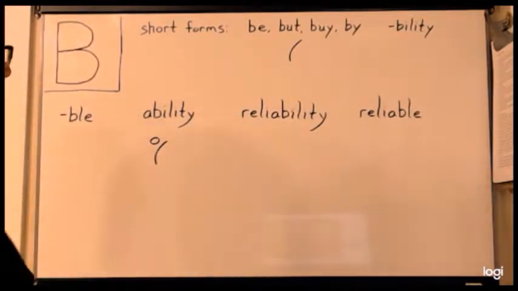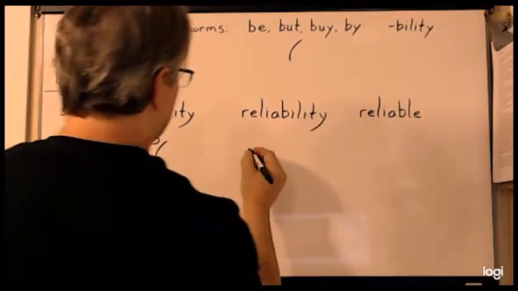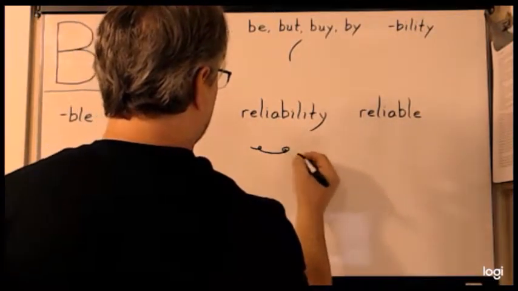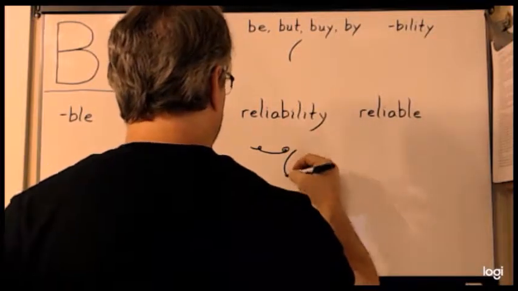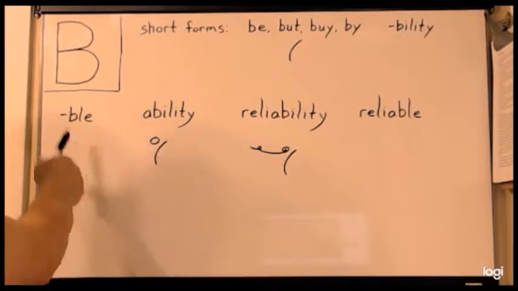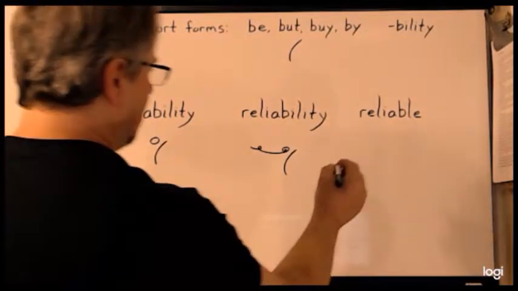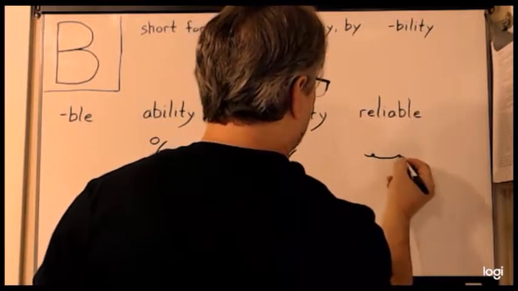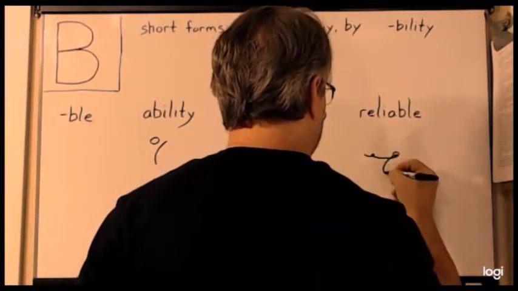For reliability, it will also be disjoined, R-E-L-I, and then disjoined B for ability. And now for the joined suffix bo, we'll write reliable, which is R-E-L-I, and then the B.